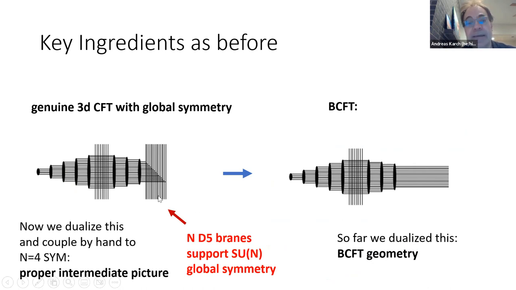What I'm going to do instead is take this left picture, which is just the 3D CFT with an SU(N) global symmetry. That's the 3D CFT part of this BCFT. I'm just going to take just the 3D CFT and write down a holographic dual for that. And I'm going to couple it by hand to N=4 super Yang-Mills without using geometry to describe N=4 super Yang-Mills. That will give me the proper intermediate picture.